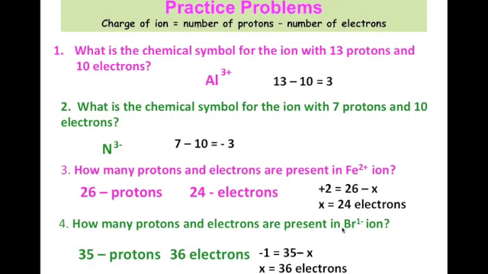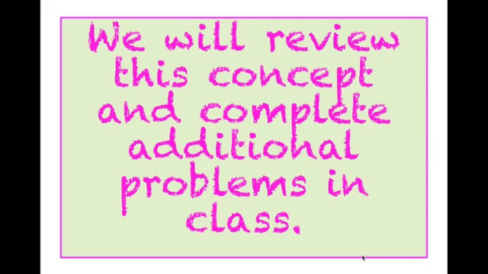You can also keep in mind that since this ion has a 1 negative charge, we are saying that we have 1 more electron than the total number of protons. 36 electrons is 1 more electron than the total number of protons. We will get some more practice with this concept when you return to class.